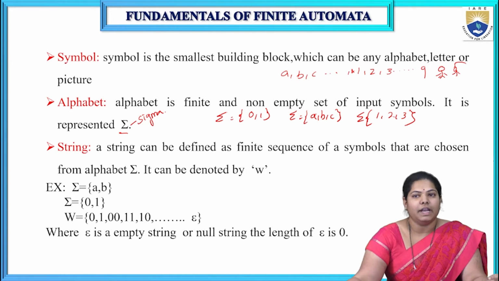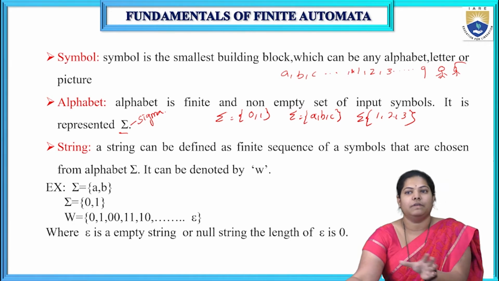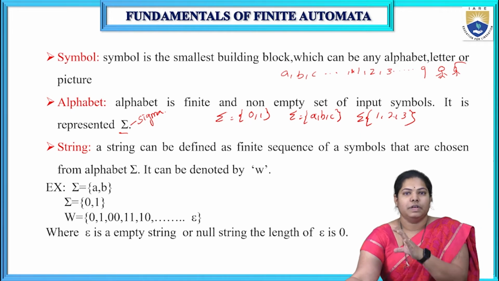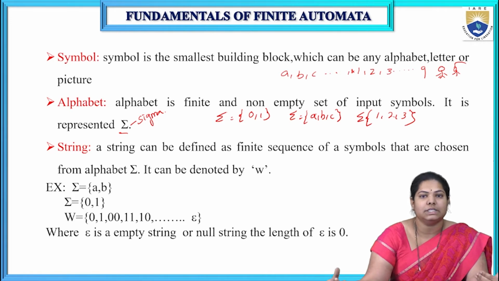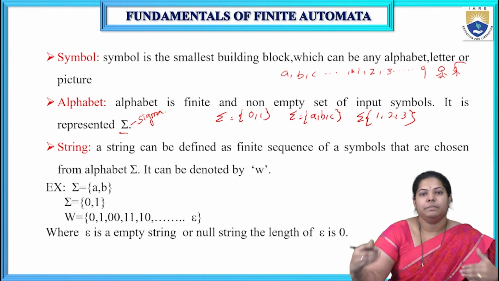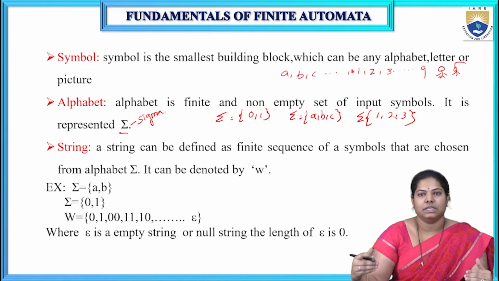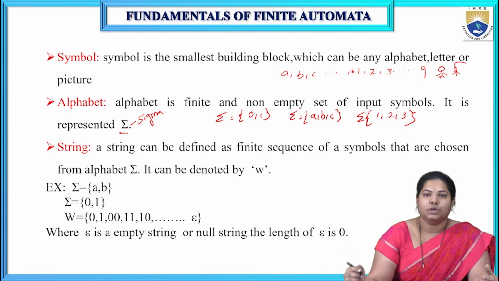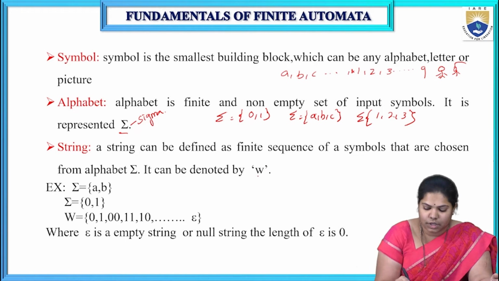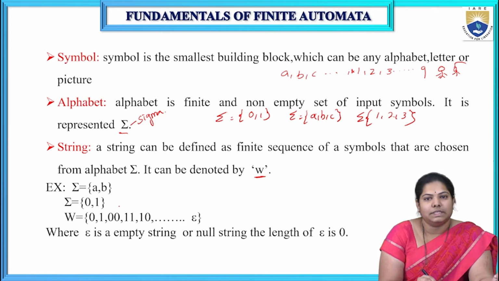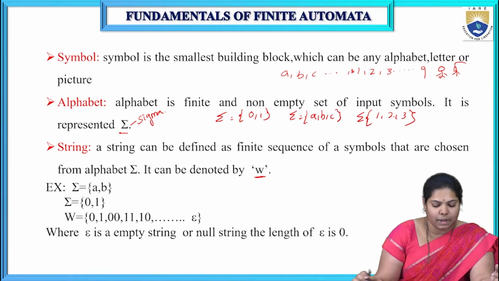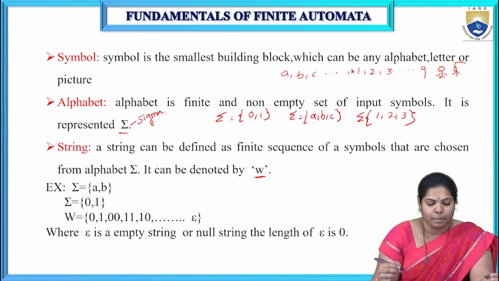A string can be defined as a finite sequence of symbols that are chosen from an alphabet sigma. So the strings are taken from the alphabet. We represent strings by using the symbol W. Here I have given some examples: sigma equals A, B and sigma equals 0, 1.